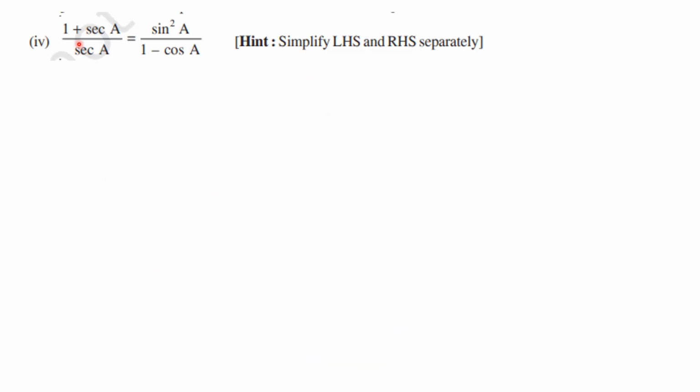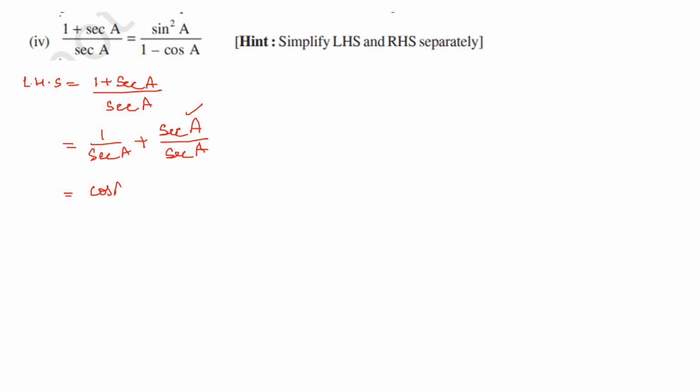Now fourth question is (1 + sec A) / sec A = sin² A / (1 − cos A), and it is given that you have to simplify LHS and RHS separately. So let's do that. So LHS is (1 + sec A) divided by sec A, isn't it? So this I can write as 1 by sec A plus sec A by sec A. So this second part, same number you are dividing, so it will become 1. And 1 by sec A means it is cos A, isn't it? Plus 1. So this is your LHS.